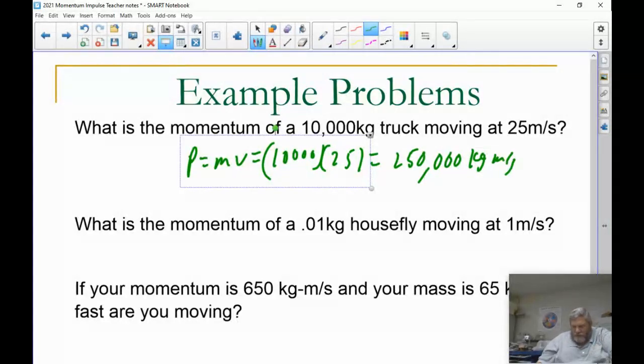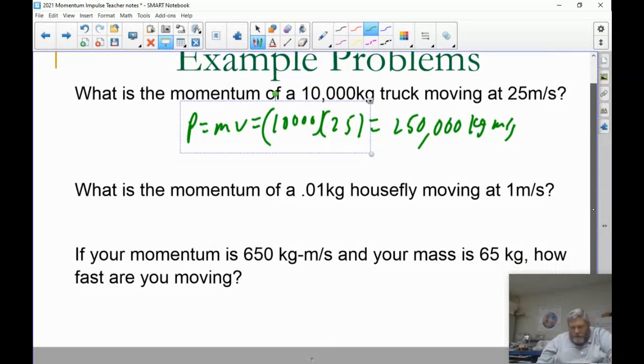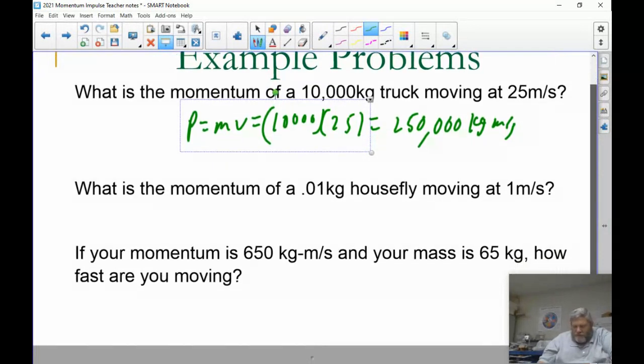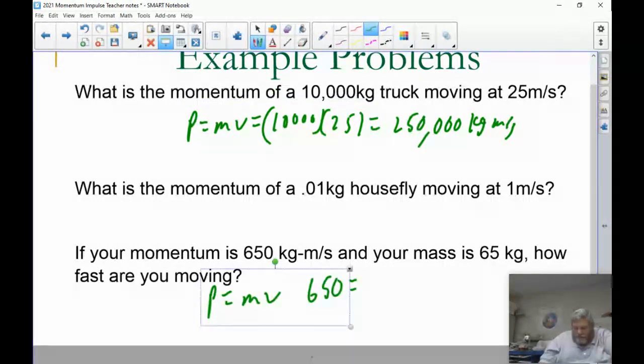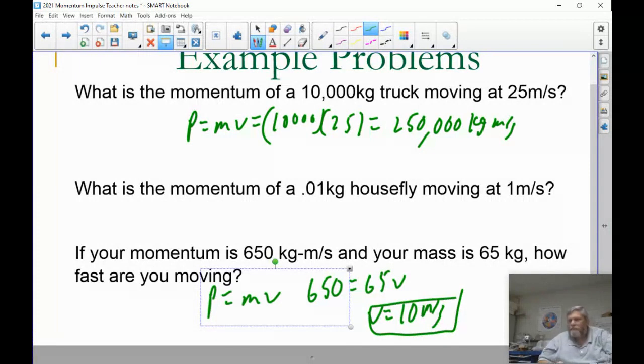All right. The second one is the same. I'm not going to worry about that one. Momentum is 650 and your mass is 65. How fast are you going? So again, P equals mv. P is 650. Mass is 65 times v. We divide both sides by 65. We get velocity is 10 meters per second.